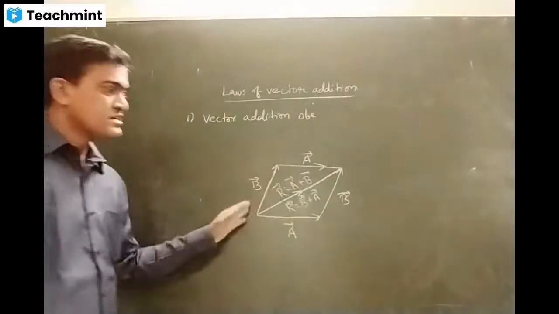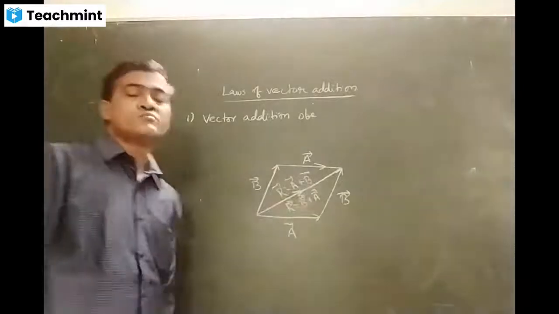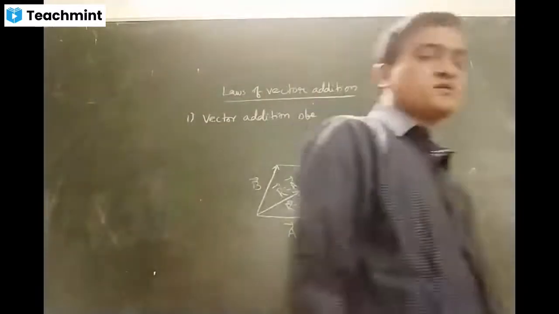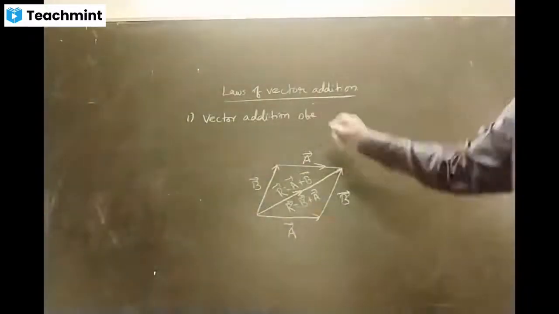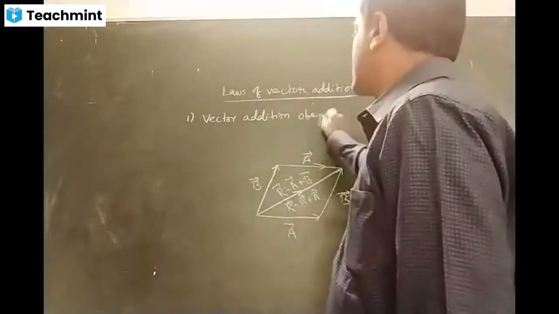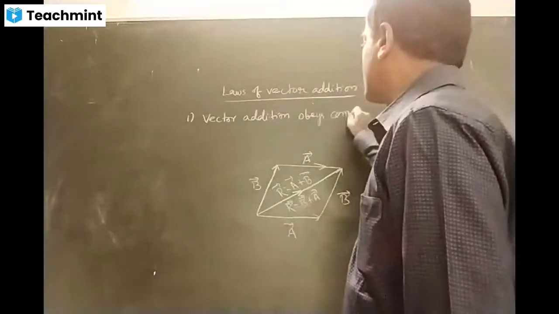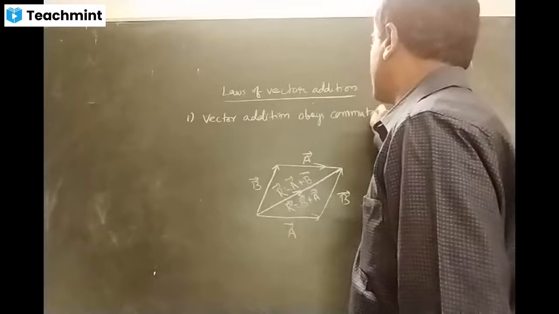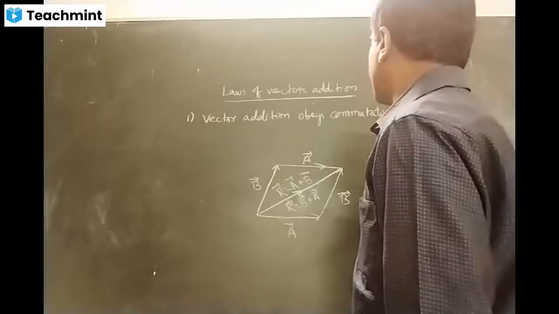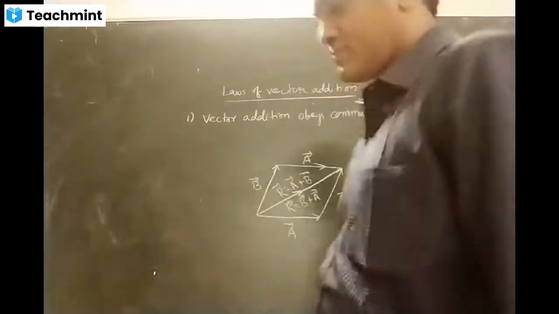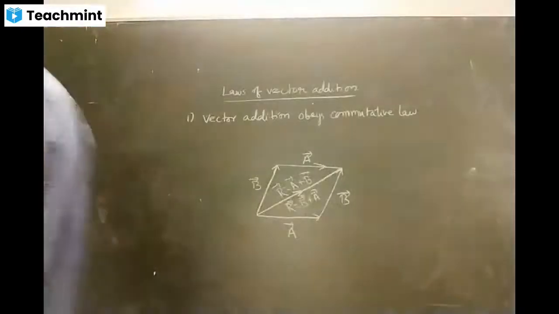So in this case, I can say that A bar plus B bar is equal to B bar plus A bar. Vector addition obeys commutative law.